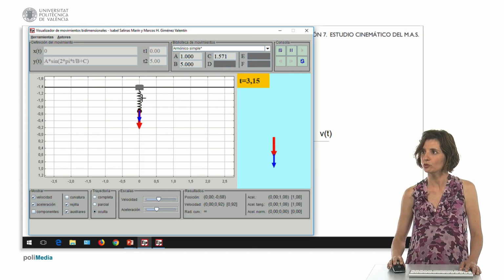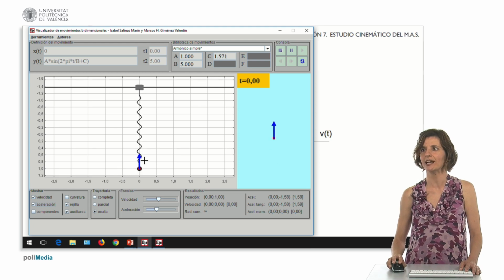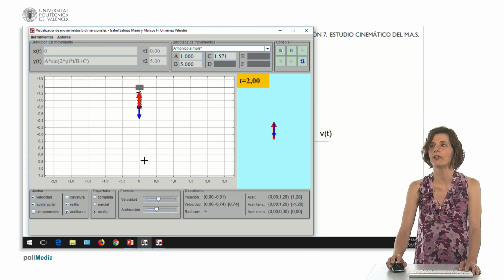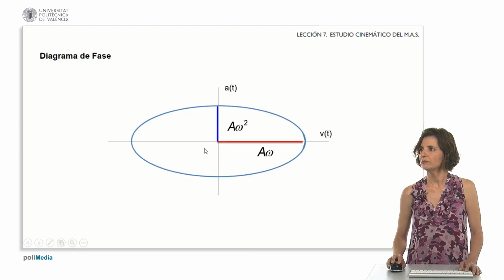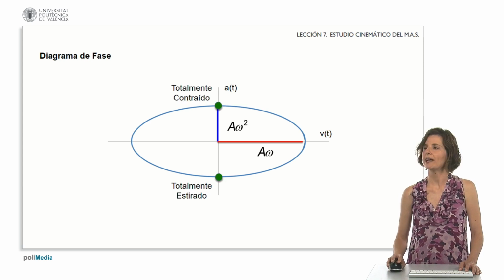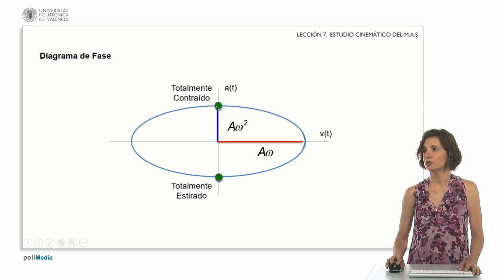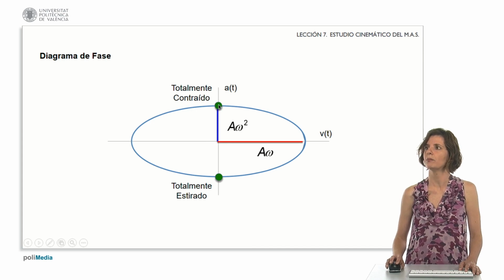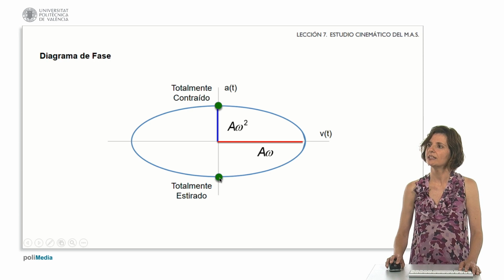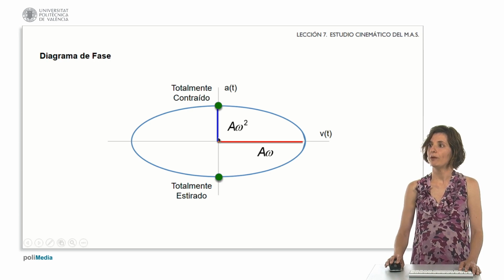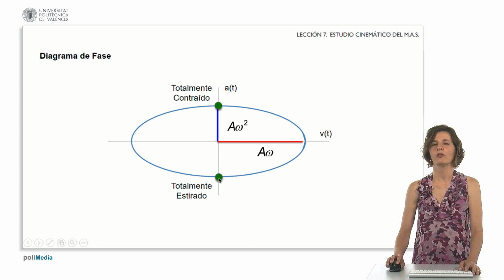Then, at the extremes, when it is fully contracted and fully elongated, we have 0 velocity and maximum acceleration. Let's take a look at it, which corresponds with these points that I've marked on the ellipse. Here it's fully contracted. We see that the velocity is 0 and the acceleration is maximum and positive. Whereas when the spring is fully stretched, we're at this other point on the ellipse, where the velocity is still 0, but the acceleration is now negative.